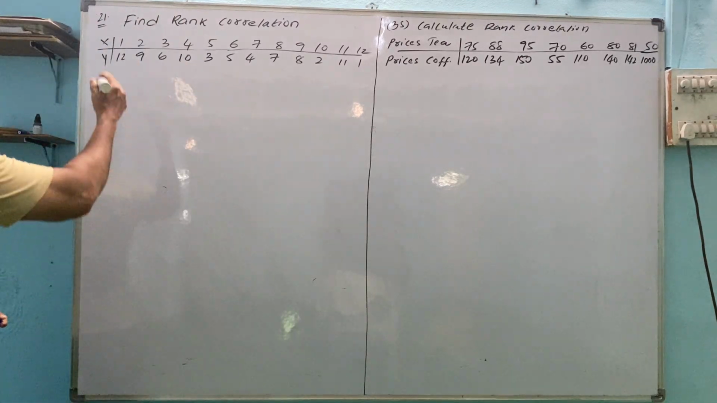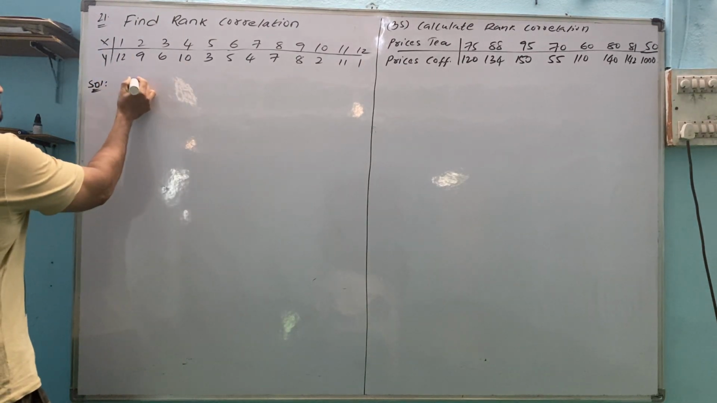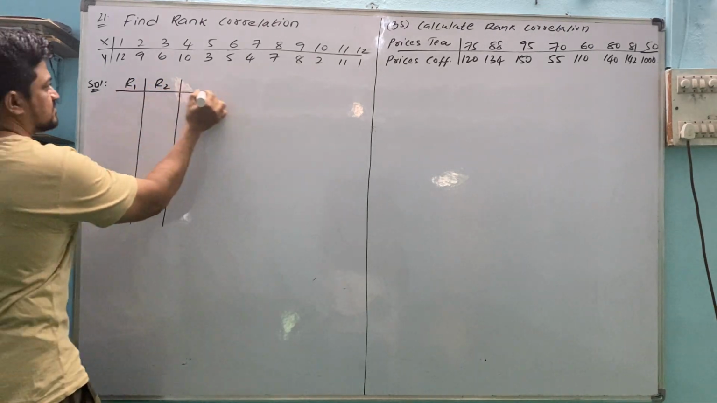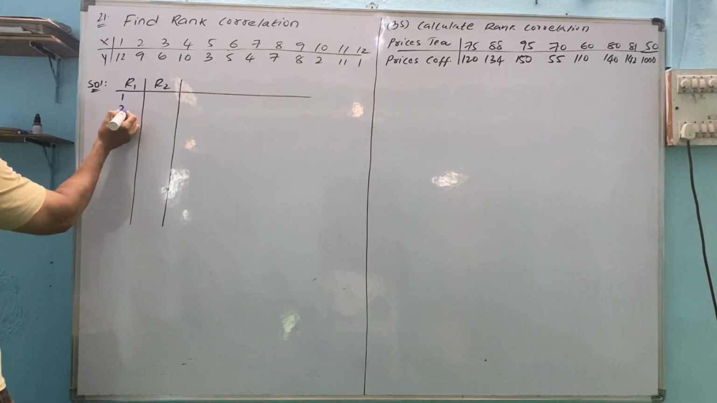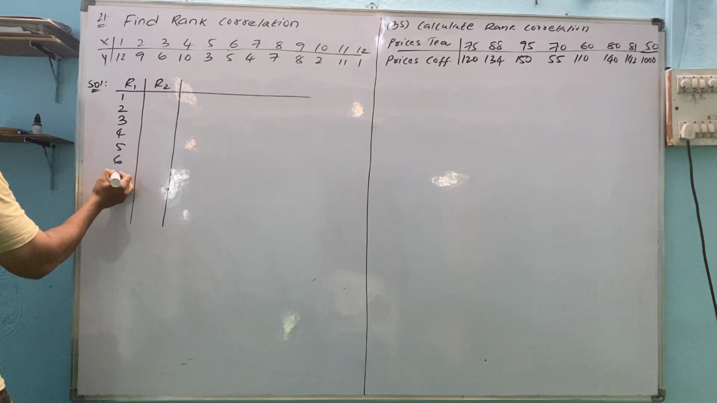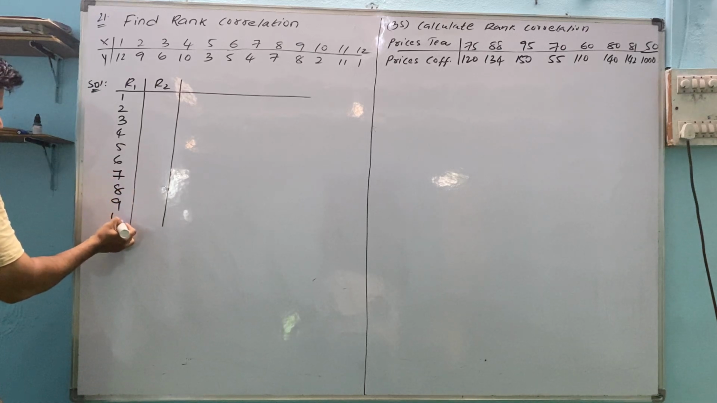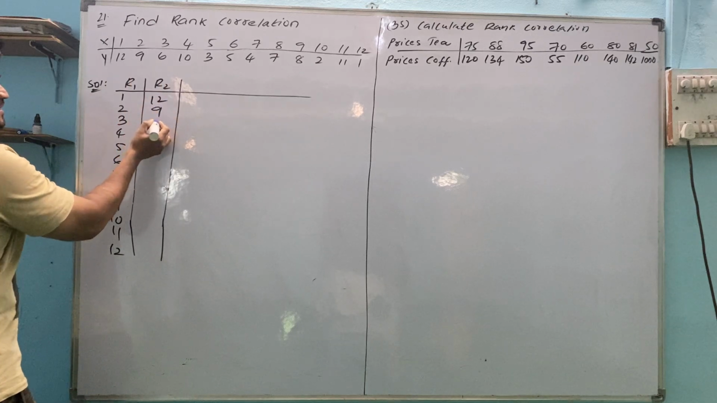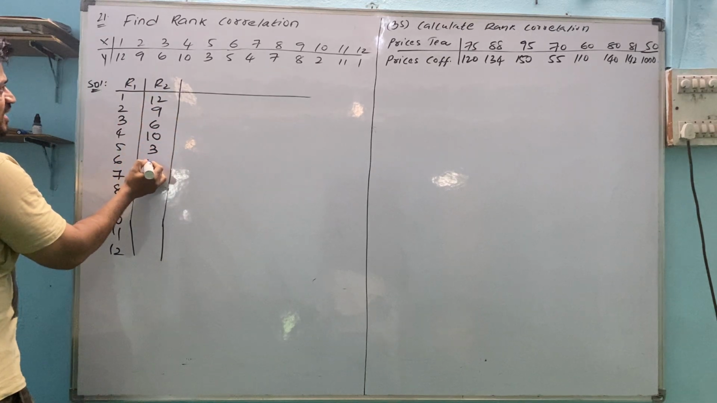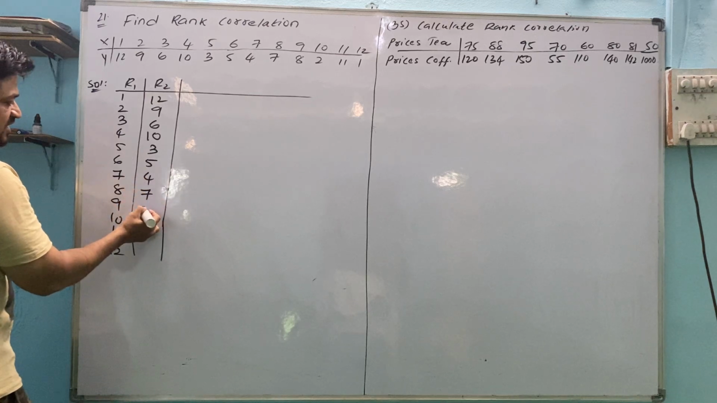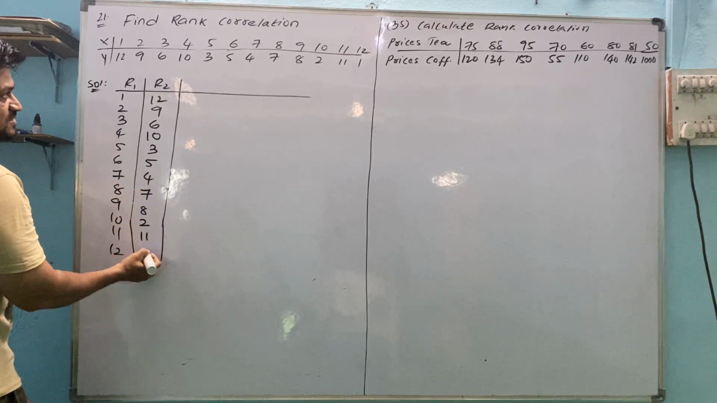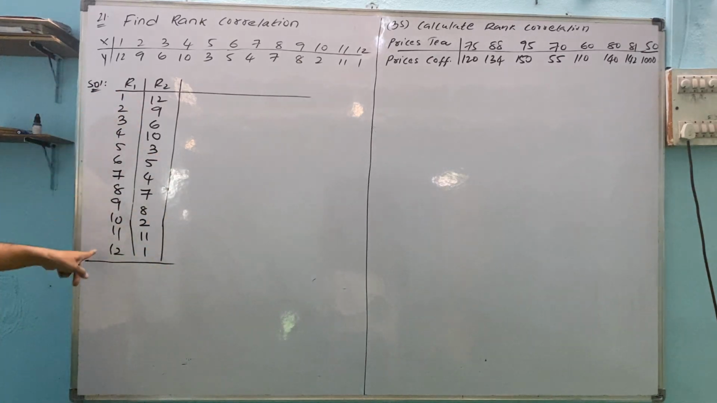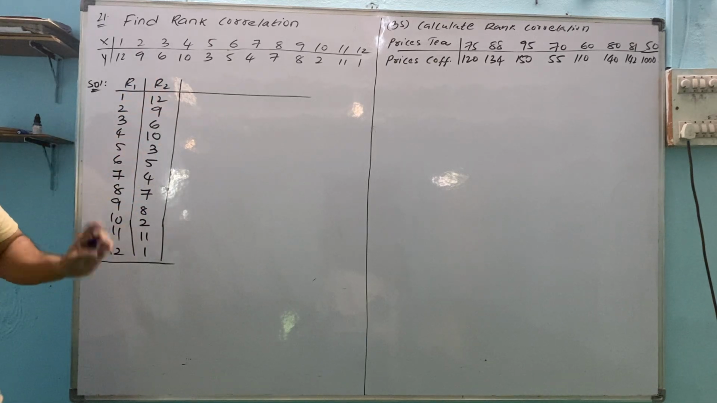Now, if these are the things given, rank 1, rank 2. What are the ranks of this one? 1, 2, 3, 4, 5, 6, 7, 8, 9, 10, 11 and 12. These are the ranks given by two judges to two competitors in this way. The first judge gave ranks 1, 2, 3 up to 12. The second judge's ranks are also given to us.